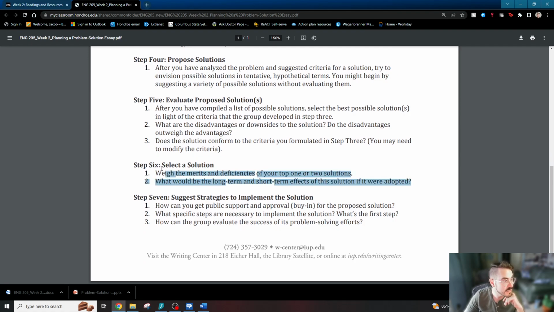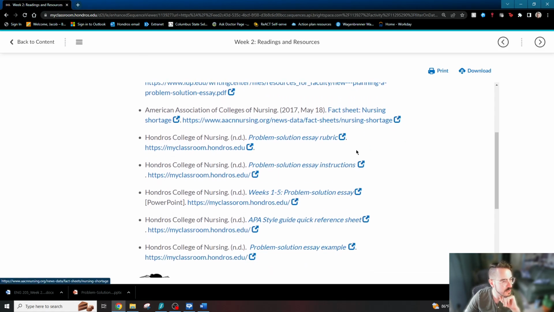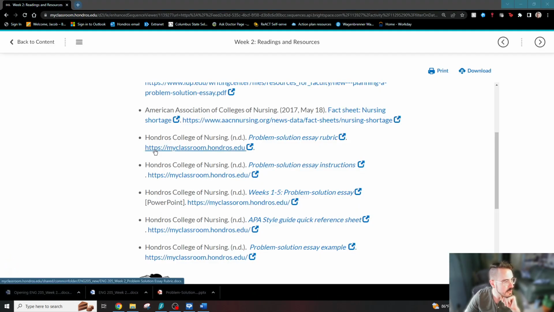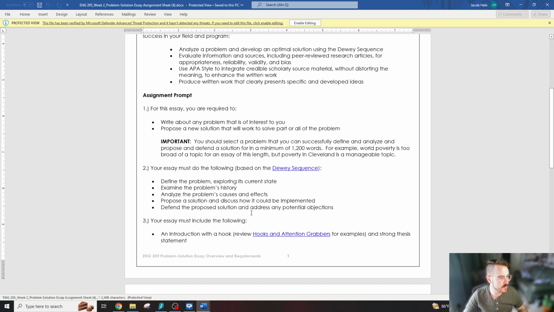Then you'll actually select a solution. So of all the solutions that you've suggested, which one is the best? Which one is the main course of action that you would want to pursue? And then you might want to talk about how to implement that solution. So that's the Dewey sequence. Now, the really important thing here is that you may not necessarily do every single one of those things in your paper. The important thing really is to do these things right here on the assignment sheet.